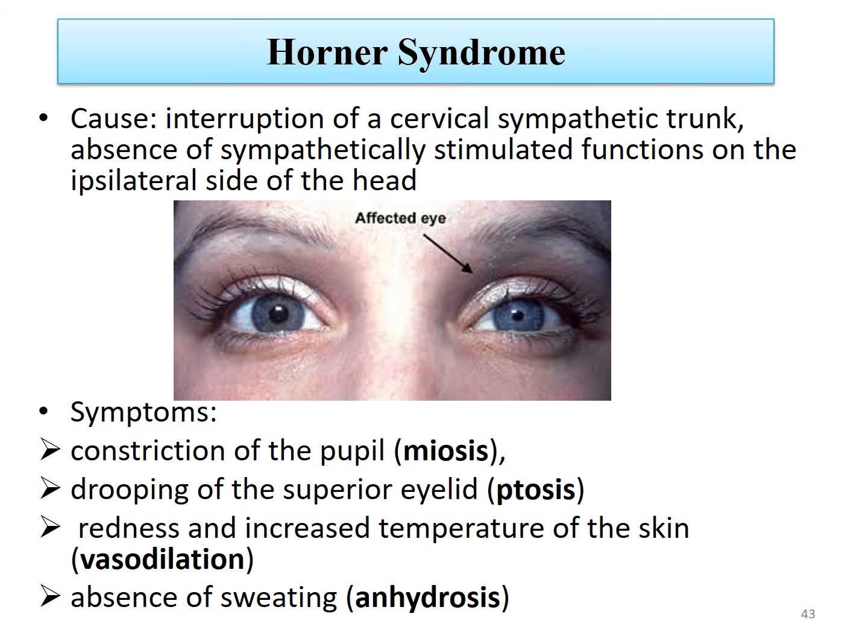Horner syndrome, oldie but goldie. The cause is interruption of a cervical sympathetic trunk. Absence of sympathetically stimulated functions of the ipsilateral side of the head is the result. Symptoms are miosis, constriction of the pupil because you don't have any dilation from the sympathetics. You have unopposed parasympathetic stimulation. Drooping of the superior eyelid, you can see here, ptosis. Redness and increased temperature of the skin, vasodilation. And you can't sweat because you don't have any sympathetics left. That would be anhidrosis.